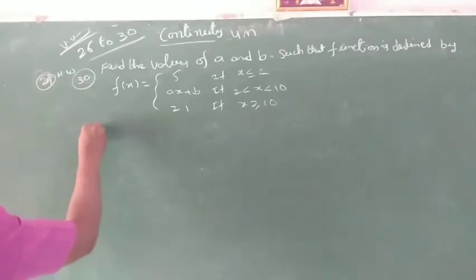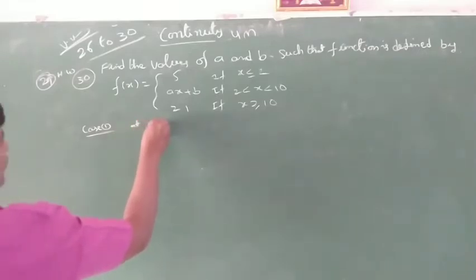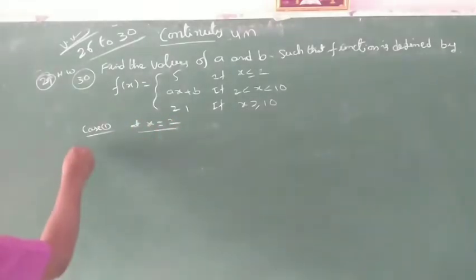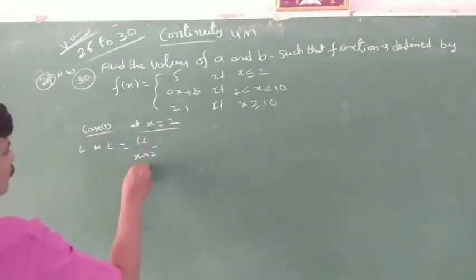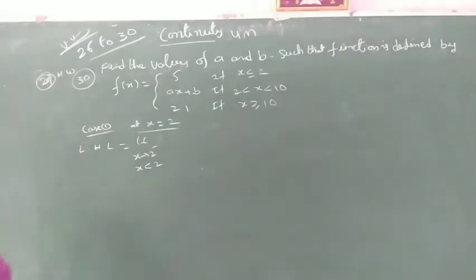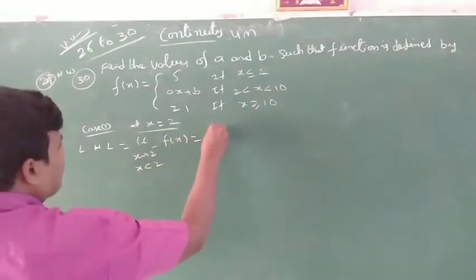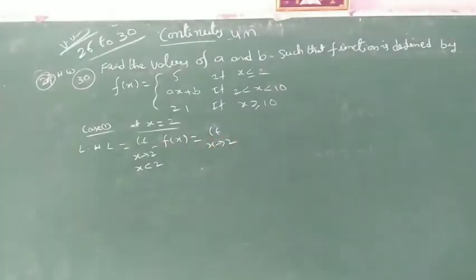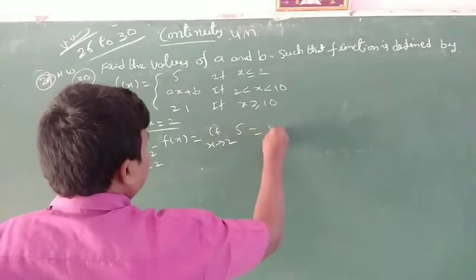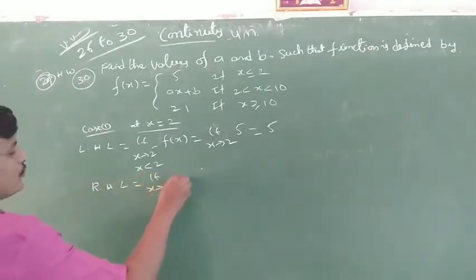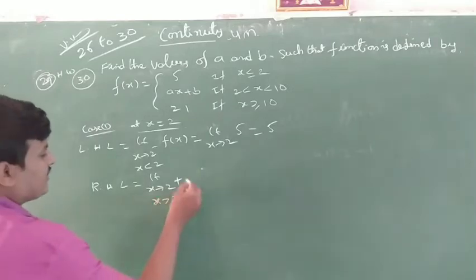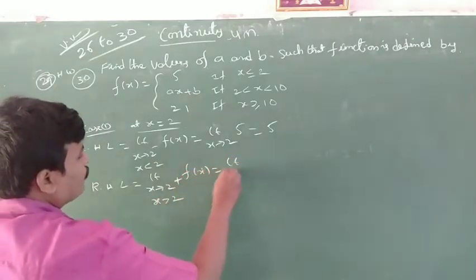First, case 1, at x is equal to 2. LHL: limit x tends to 2 minus. 2 minus means less than 2, f of x. Less than 2 is just which function? 5. Limit of 5 is equal to 5. So RHL is equal to limit x tends to 2 plus. 2 plus means x greater than 2. X greater than 2, which function?